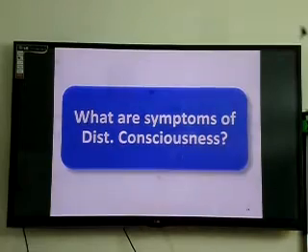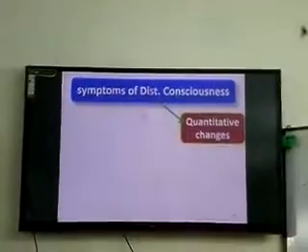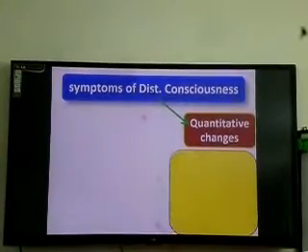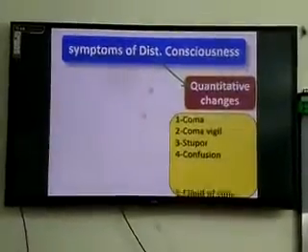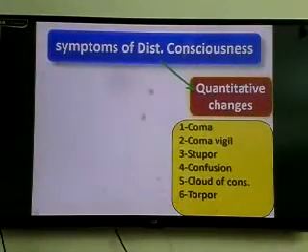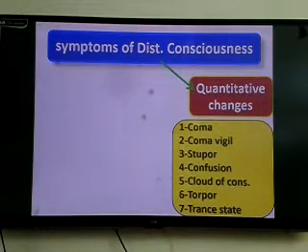We talked about symptoms of sleep as a normal function. When sleep as a normal function is disturbed, it will give the previous symptoms. But consciousness, when it is disturbed, will give us the following: quantitative changes in form of coma vigil, stupor, confusion, cloud consciousness, torpor, and trance state.